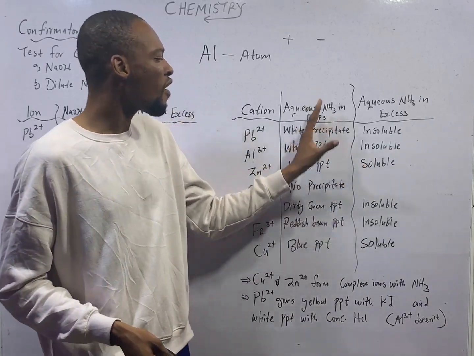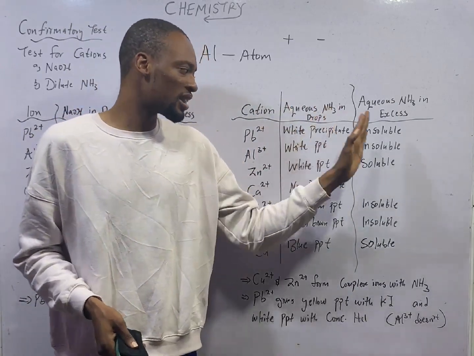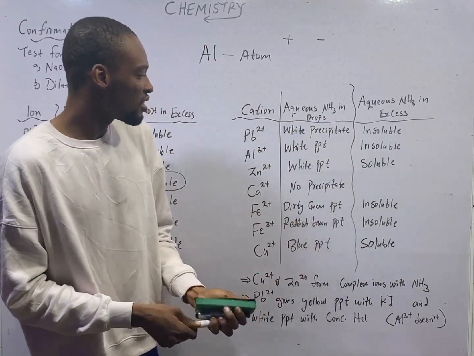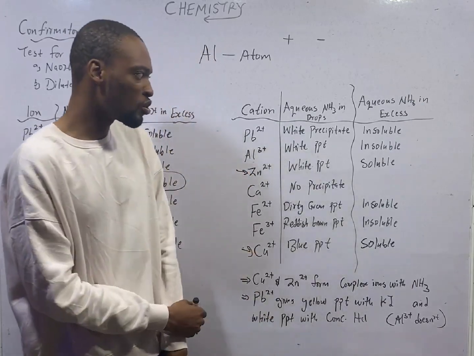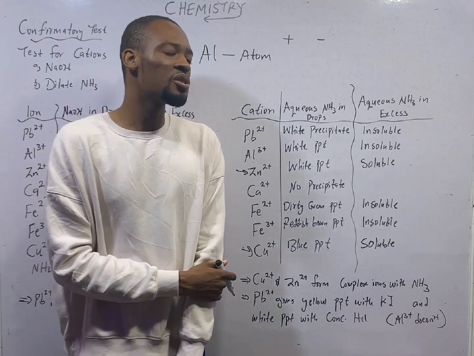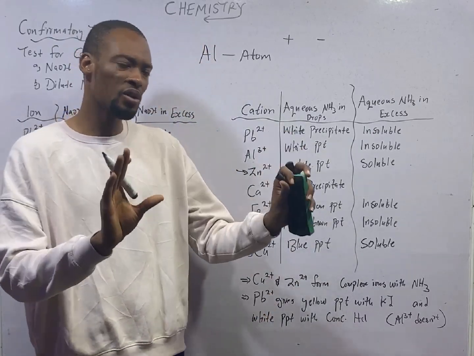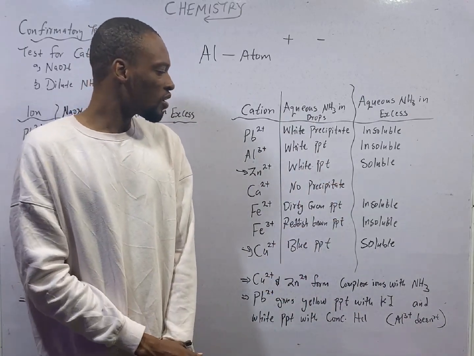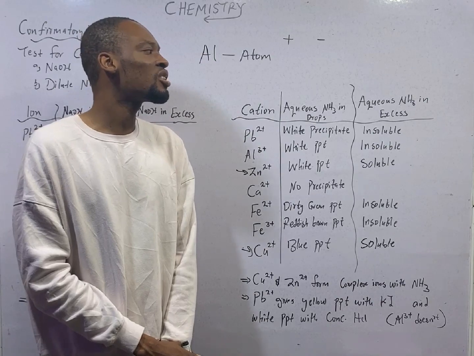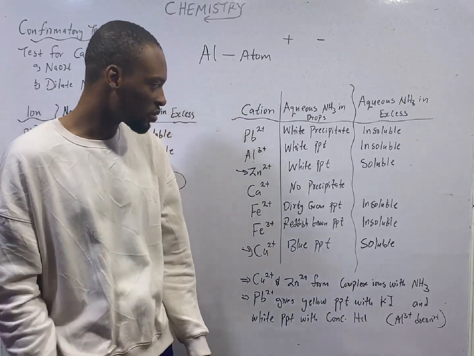In fact, of all the tests with aqueous ammonia in drops and excess, only zinc ion and copper ion are soluble in excess aqueous ammonia. Why? This is because they form complex ions with ammonia. Why are zinc and copper 2 plus soluble in excess aqueous ammonia? This is because they form complex ions.